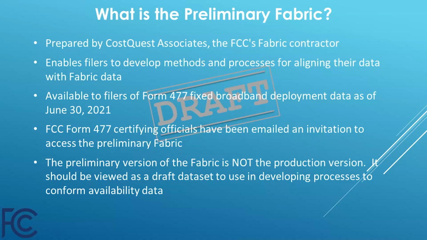The preliminary fabric is just that, a preliminary opportunity to see the type of data that will be included in the production version of the fabric to be released for use in submitting fixed availability data as of June 30th, 2022. It will change in material ways before the production version is available. Please note that the FCC and CastQuest are still refining the fabric locations and associated data for the production version. So locations included or not included in the preliminary fabric may be irrelevant for purposes of the production version to be used for reporting data as of June 30th.